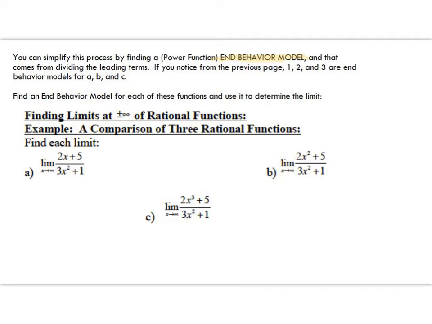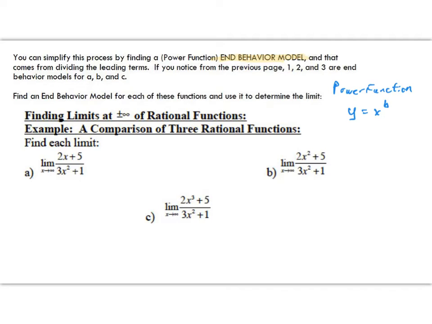So if I want to find an end behavior model, it's what's called a power function. So you might see those words used to describe an end behavior model, a power function end behavior model. And what is a power function? Well, a power function is just simply a one-term function that has an exponent on x of some kind. Now, to find these end behavior models, it is super, super easy to do. All you need to do is take the leading coefficients and divide them, and that's going to be your end behavior model.